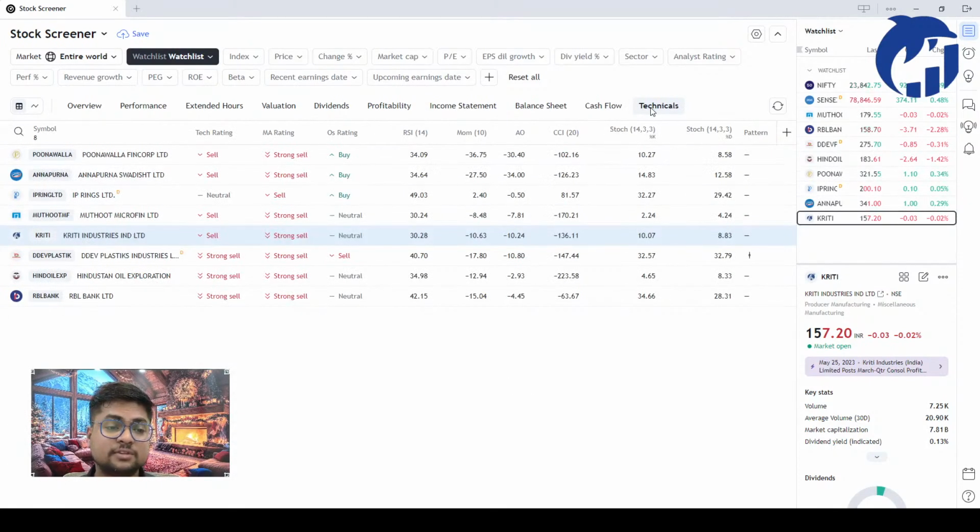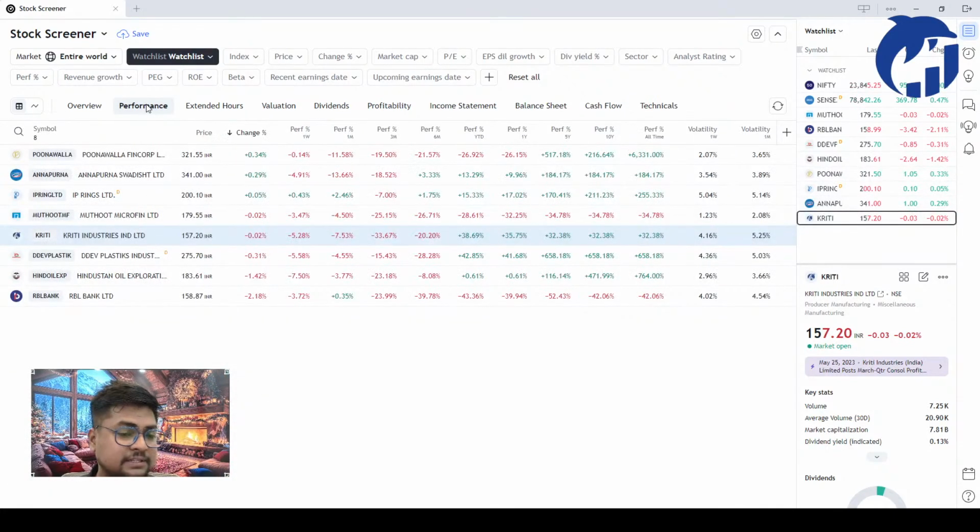If we talk in terms of technicals, we will also see the rating, MA rating, oscillator rating, and RSI. We will look at what the RSI is currently trading at, the 40 days average RSI, right? MOM, CCI, Stochastic pattern. So we look at each and everything, starting from the performance to the technicals, to see where the stocks can move. So let's get started. We will have a very deep understanding of all of the stocks at once.